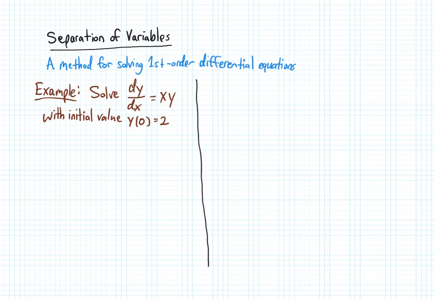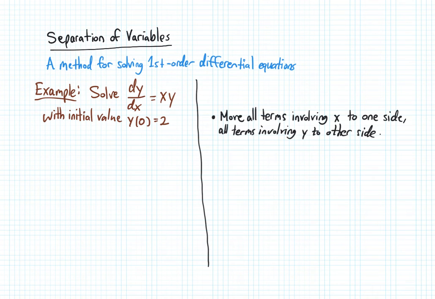So here's an example. Let's solve this equation dy/dx = xy with the initial value y(0) = 2. So the first step of this method is to move all of the terms involving x to one side and all of the terms involving y to the other side. And this includes multiplying the dx over to the right side of the equation. So when you do that, in this case, you end up with dy/y = x dx.